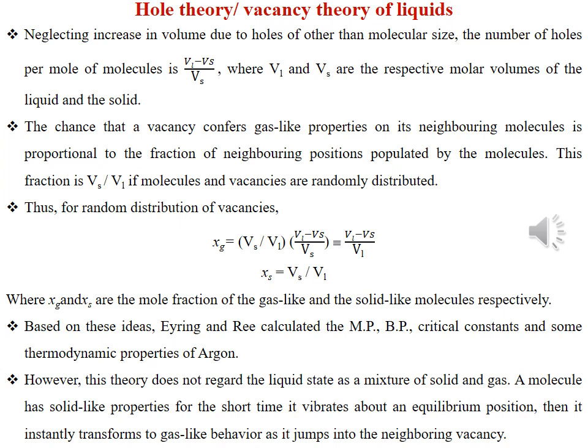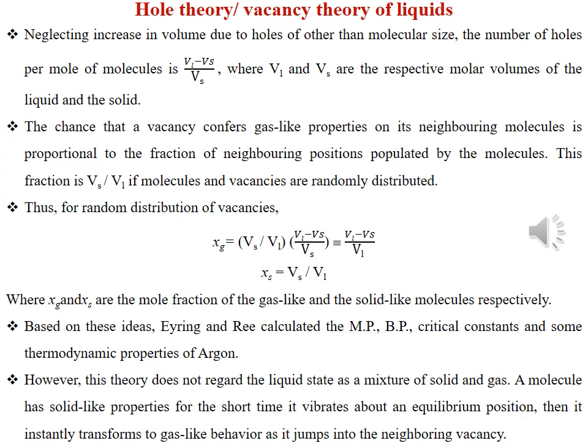The chance that a vacancy confers gas-like properties on its neighboring molecules is proportional to the fraction of neighboring positions populated by molecules. This fraction is Vs divided by Vl if molecules and vacancies are randomly distributed. Thus, for random distribution of vacancies, Xz equals Vs divided by Vl multiplied by (Vl minus Vs) divided by Vs, which can be equated as (Vl minus Vs) divided by Vl. Again, Xs equals Vs divided by Vl.